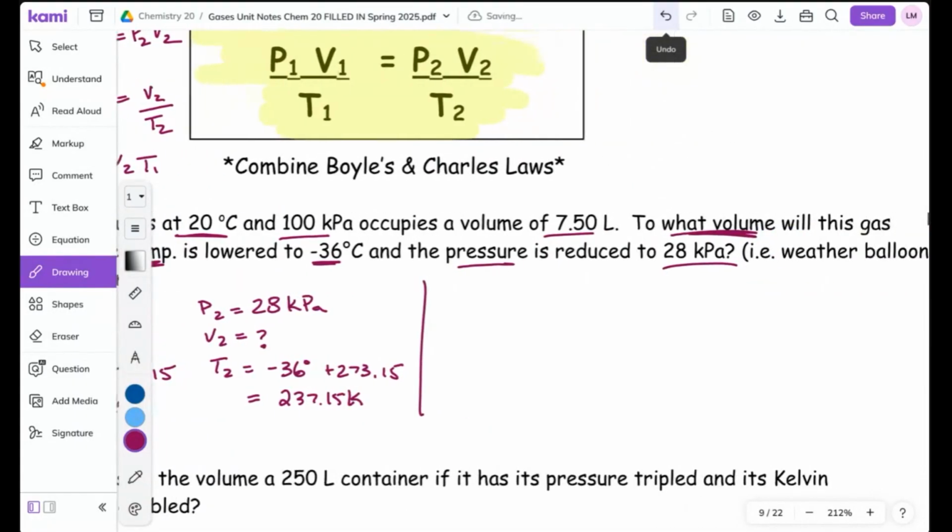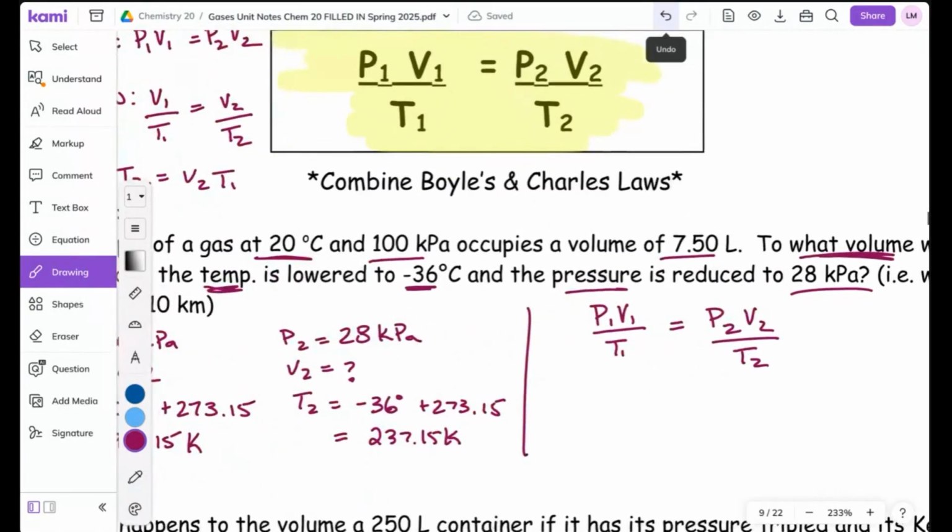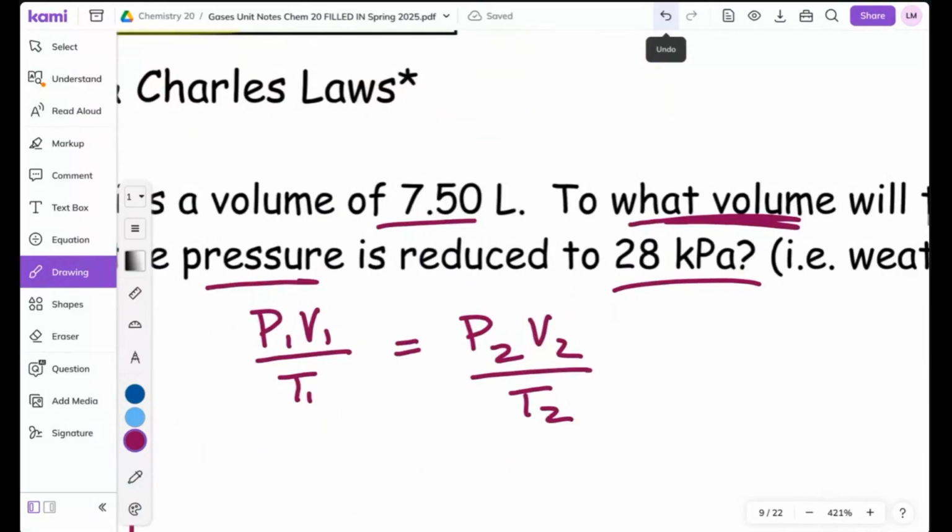So I'm going to start off by writing this equation. P1 V1 divided by T1 is equal to P2 V2 divided by T2. Since we're looking for V2, I'm going to put a circle around that.